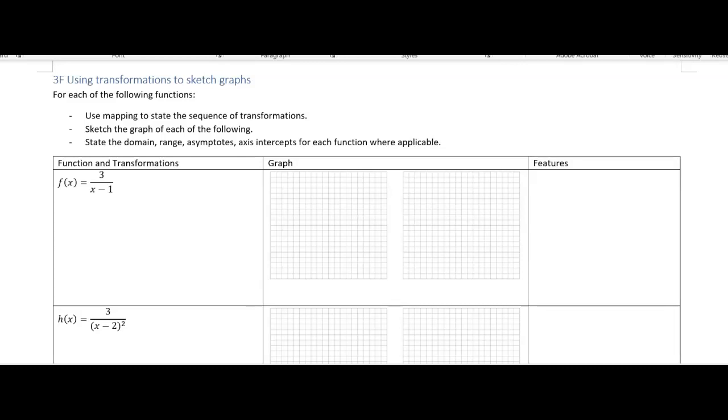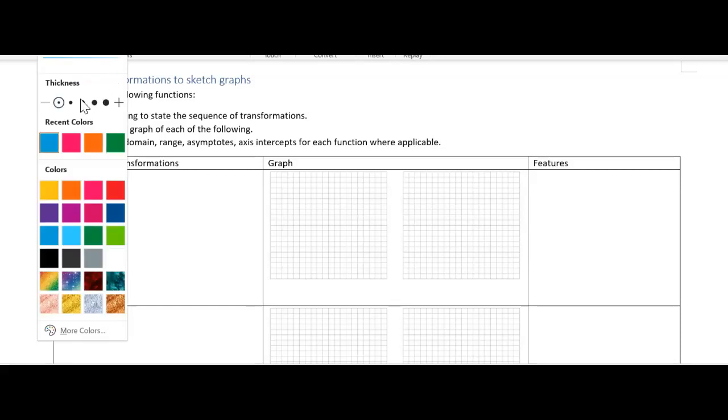Hi everyone, in this video we're going to go through 3F, using transformations to sketch graphs. There's quite a few here to do, so I would strongly encourage you to watch a few until you've got the hang of it, and then attempt some on your own and then check how you went. At any time you can obviously fast forward this video.